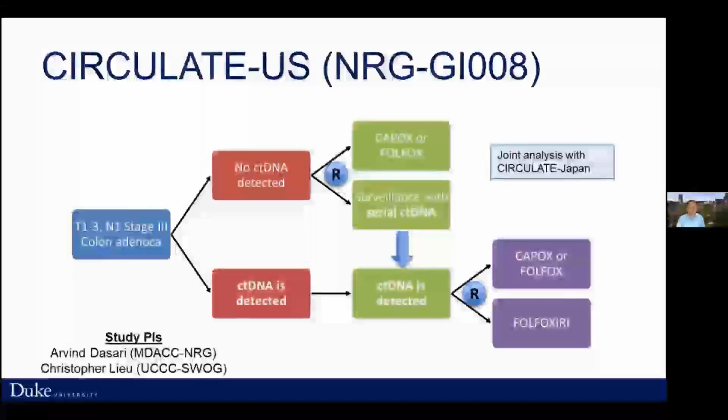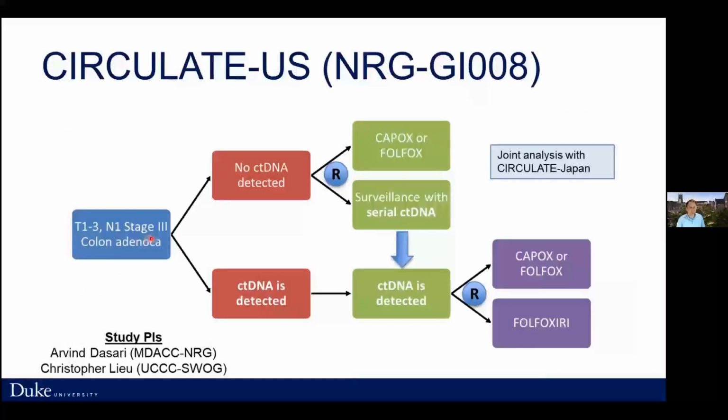This is a study that many of us have open at our sites. This is the Circulate US study. I love this study. We hope to open it soon at Duke. This takes low-risk stage 3 disease, T1 through 3 and N1. And if there's no circulating tumor DNA detected, patients are randomized to either standard chemo or surveillance. If there is circulating tumor DNA detected, patients are randomized to either standard chemo or more intense chemo with FOLFOXIRI. And then this will be a joint analysis with Circulate Japan. So this is a really outstanding trial as well.